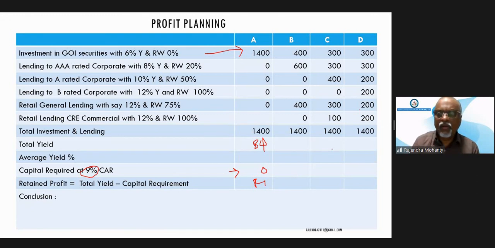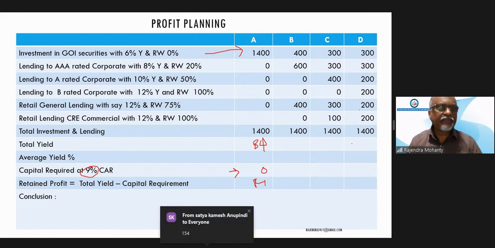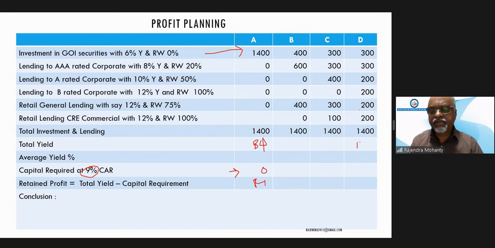Okay, so now everybody is calculating this D thing. So you have got one, how much? What is the total yield coming? 134. Satya Kamesh, 154 is not correct. If yield is 134, I think I also have done that. So it is coming as 134, not 154.